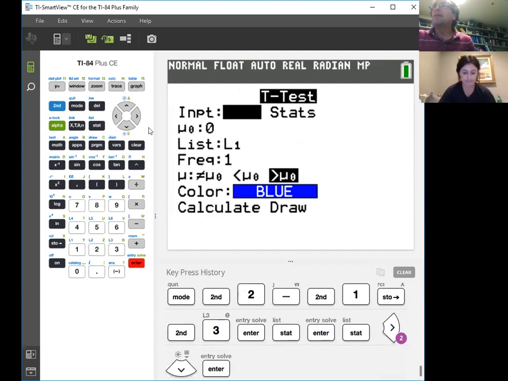And we have data. So enter on data if it doesn't already say data. Mu naught is 0 because that was the right side of the hypothesis test. Most of the time when you do paired differences, you're going to have a 0 because you want to find out if one's bigger than the other or not equal to.